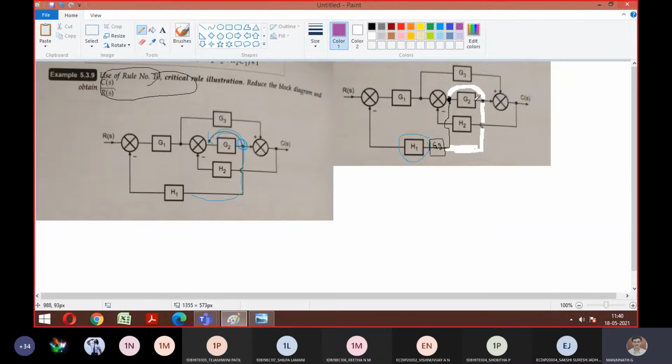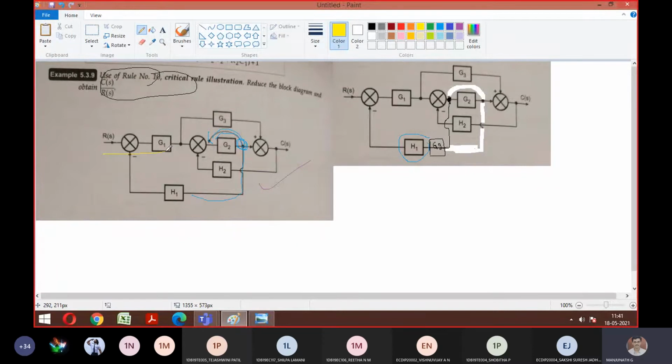So now check out the things carefully. What is the thing I should make? See, your H2 is okay. Before that, how many forward paths and feedback paths are there? I told you this is the first step you're supposed to understand whenever you solve. Two forward paths. So let's trace it, from input to output.